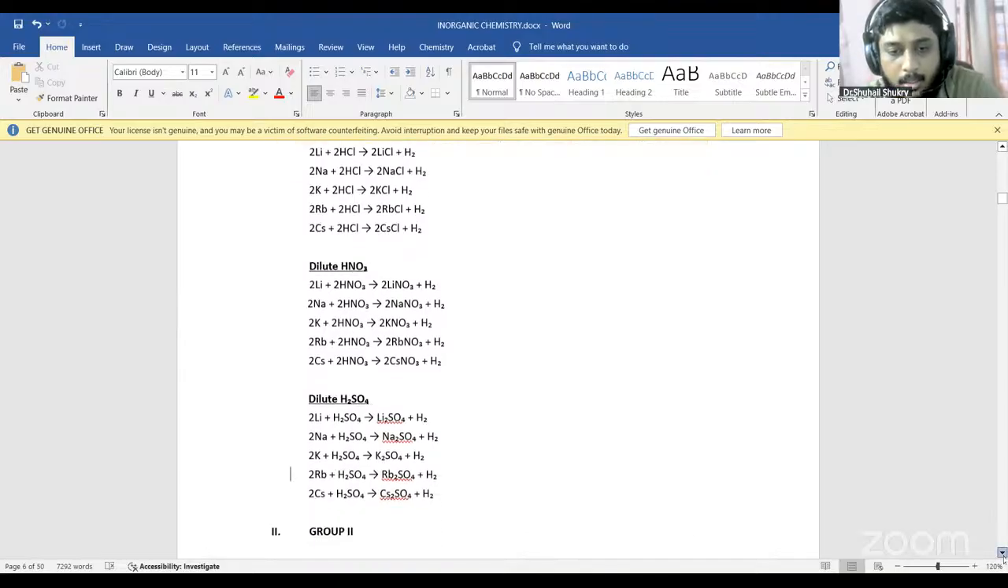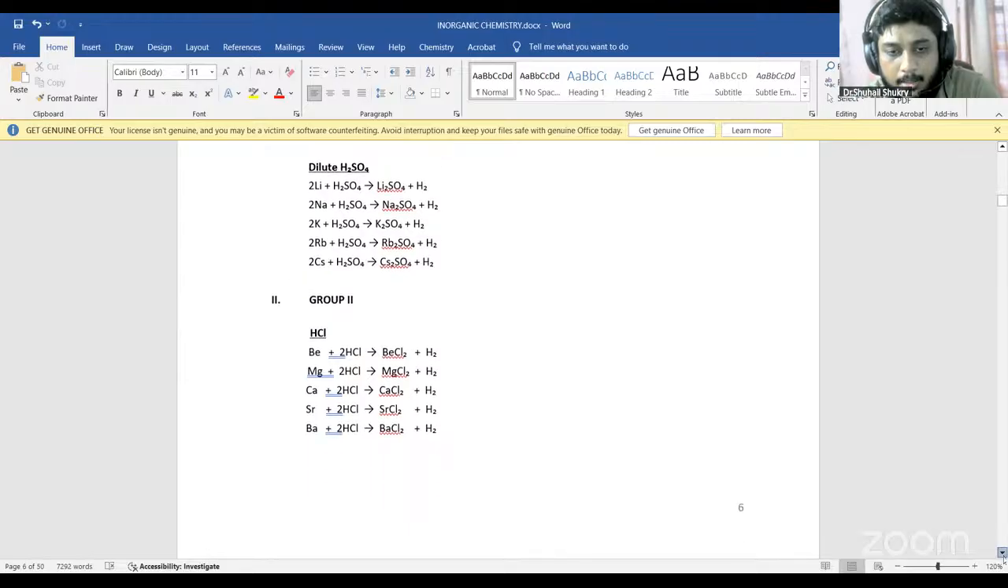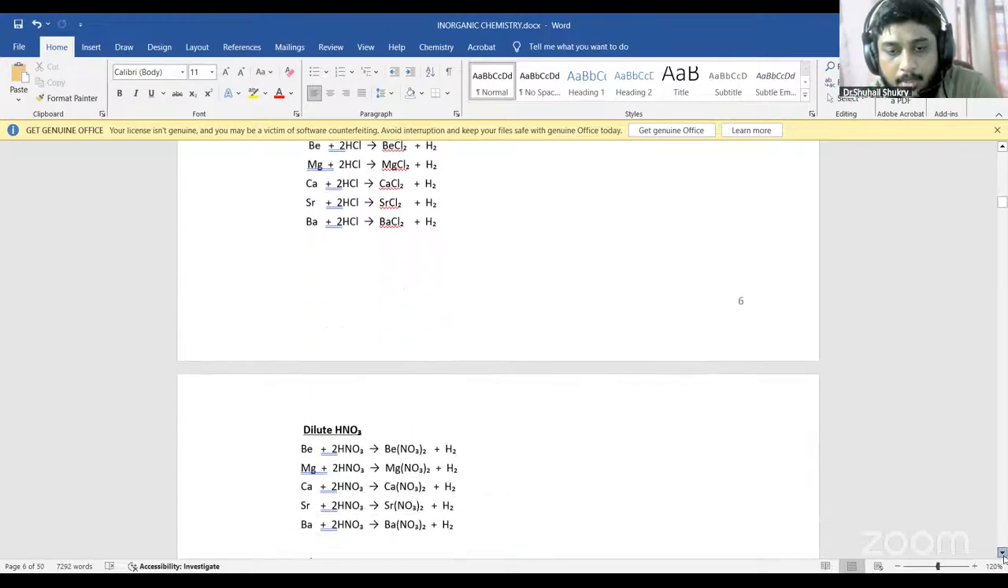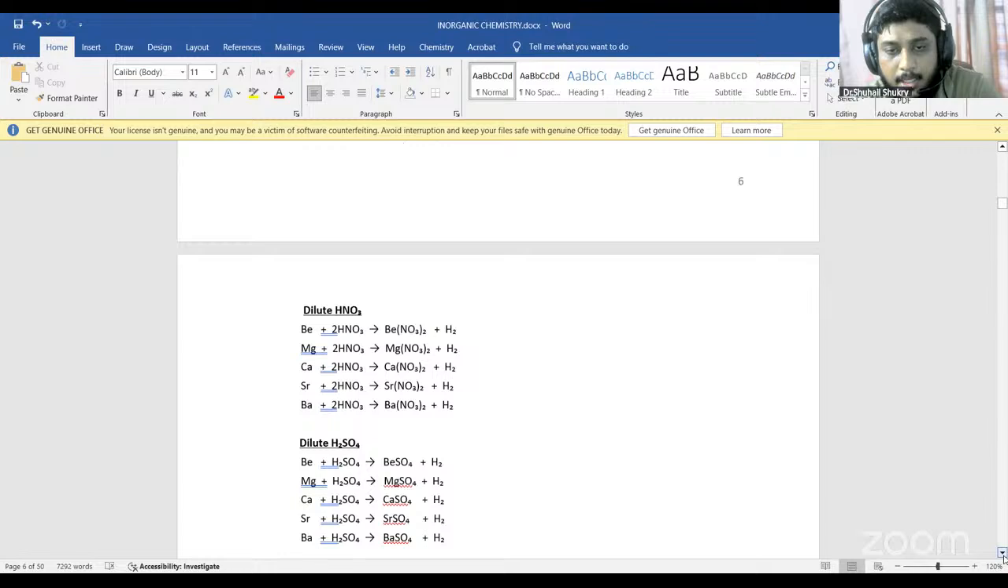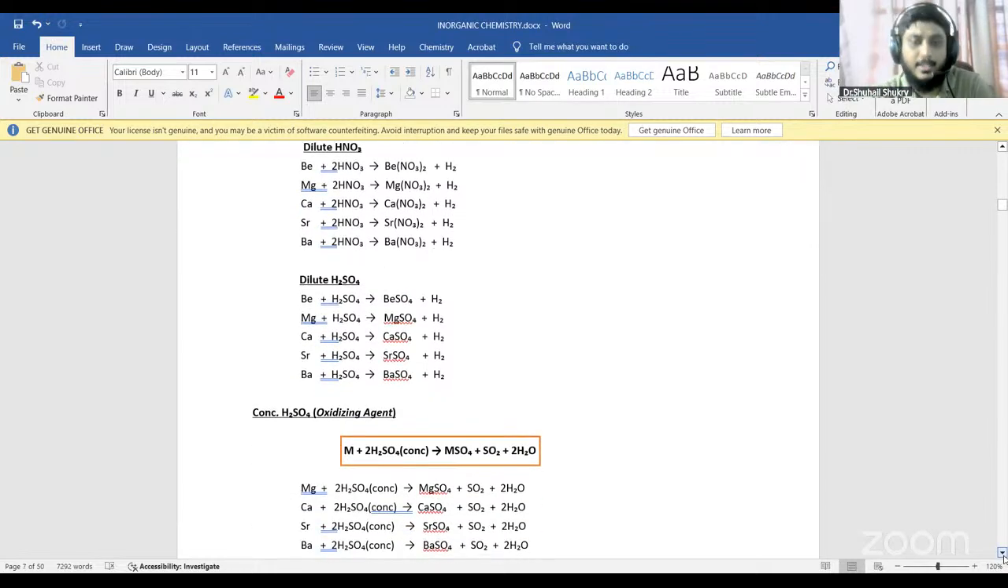Group 2 is the same thing. Beryllium with HCl gives beryllium chloride and hydrogen. Beryllium with HNO3 gives beryllium nitrate plus hydrogen. Beryllium with H2SO4 gives beryllium sulfate plus hydrogen. So it is very easy to write the salt and the hydrogen. Whatever the salt is behind the hydrogen, that salt and the hydrogen will be released. Clear?